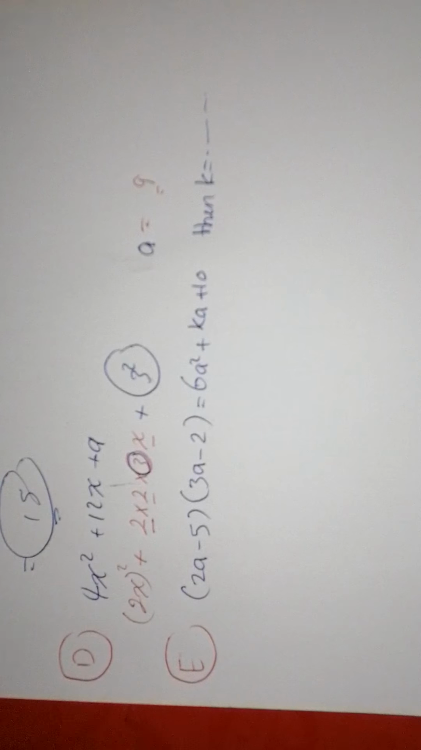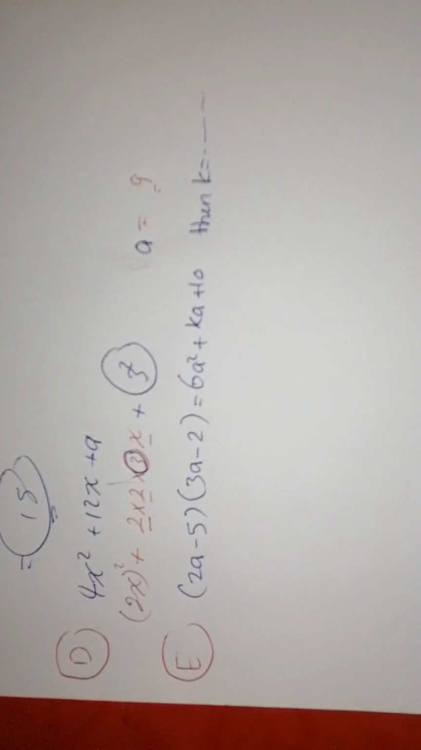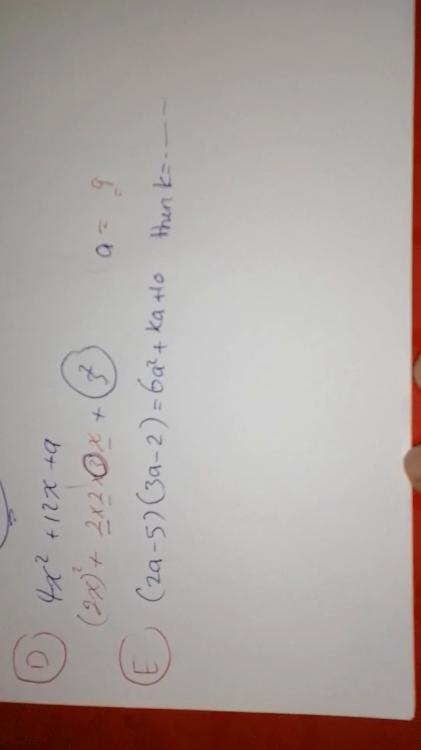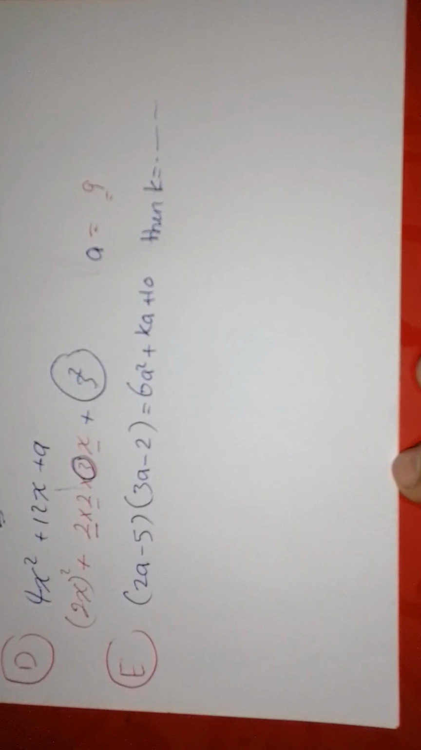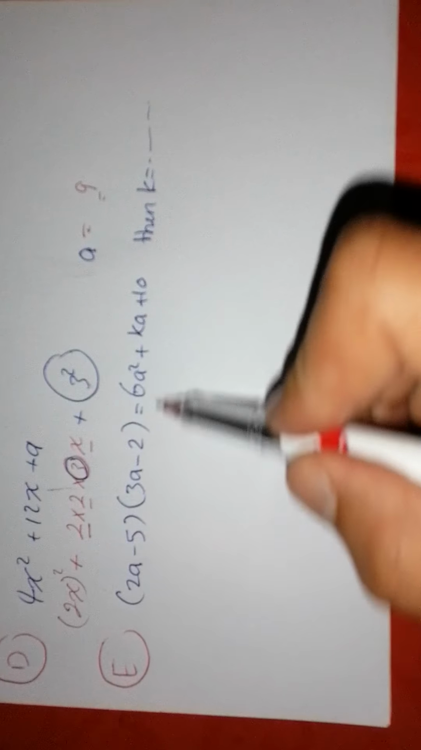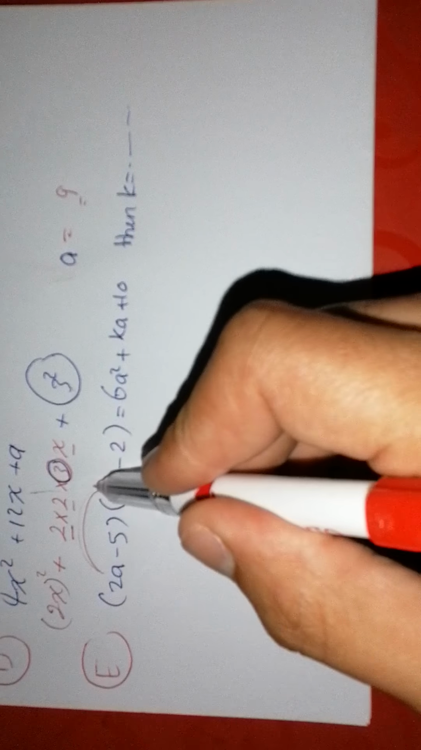And now we have 2a minus 5 times 3a minus 2, and the result is 6a squared and ka plus 10. What about the symbol k? What's the value of the symbol k? Yes, I'm hearing someone saying let's multiply the first bracket by the second bracket. So we have 2a by 3a, which is 2 by 3 equals 6a squared.